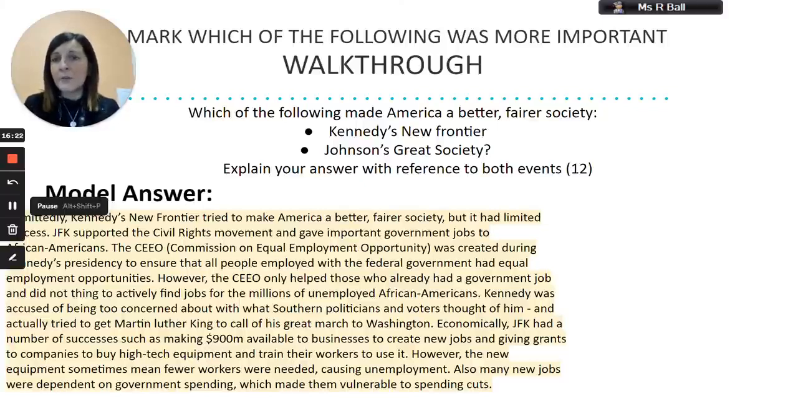Economically, Kennedy had a number of successes, such as making $900 million available to businesses to create new jobs, giving grants to companies to buy high-tech equipment and train their workers to use it. But the new equipment sometimes meant that unemployment happened because fewer workers were actually needed. And many of the new jobs created were dependent on government spending, which made them vulnerable to spending cuts.